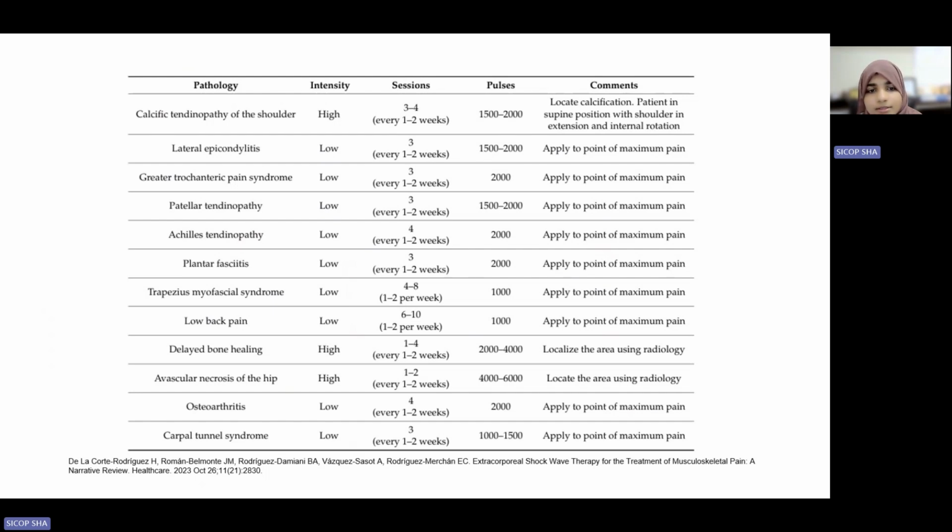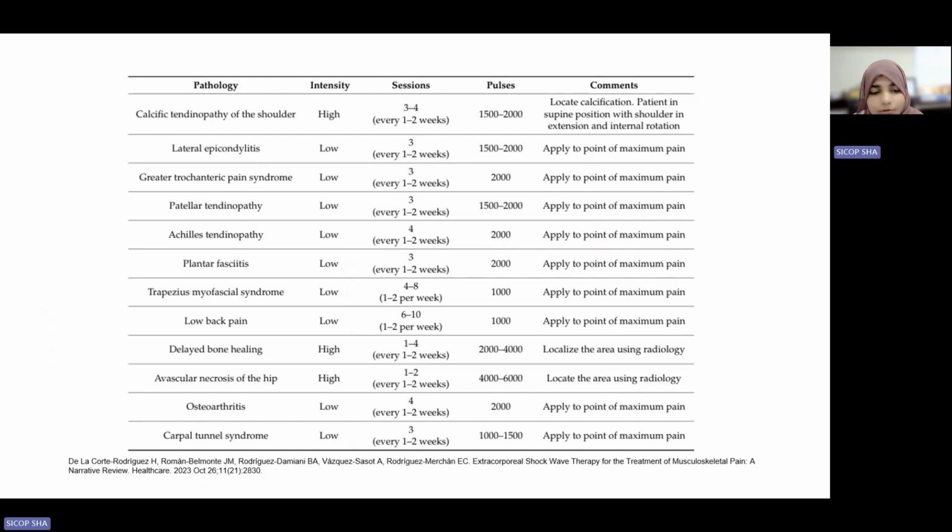And for trapezius myofascial syndrome, intensity used is low. Sessions 4 to 8, 1 to 2 per week. Pulse is 1000, applying to the maximum point of pain. For low back pain, intensity suggested was low, 6 to 10 sessions, 1 to 2 per week. 1000 shock waves, applying to the point of maximum pain. For delayed bone healing, intensity high, sessions 1 to 4 every 1 to 2 weeks. Pulses 2000 to 4000. Localize the area using radiology.